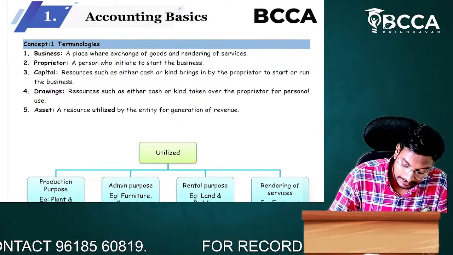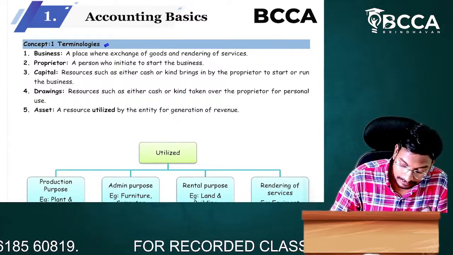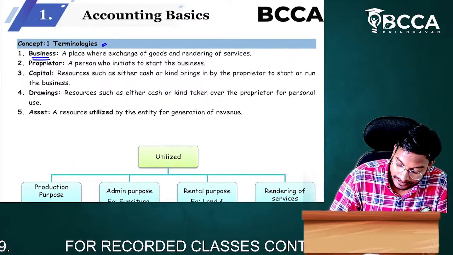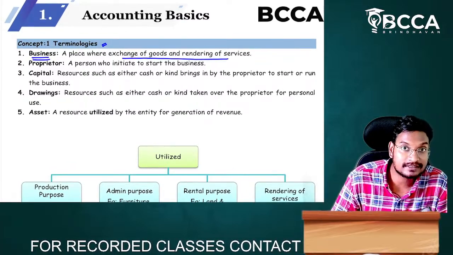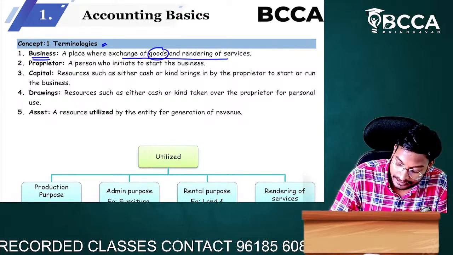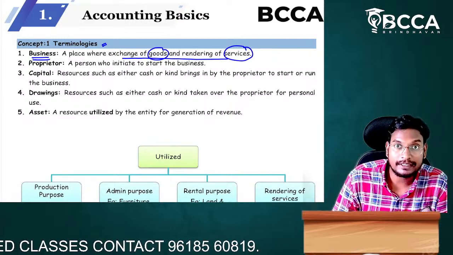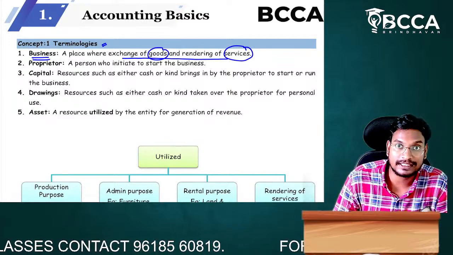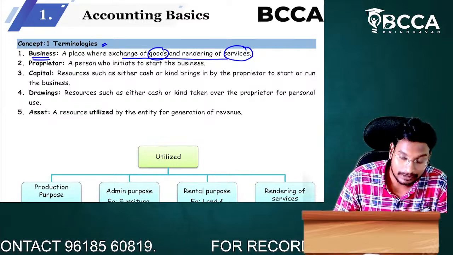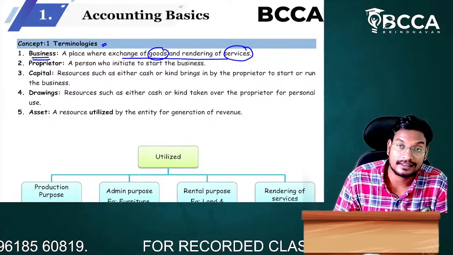So, I am going to start with accounting terminologies. First one, what is the meaning of business? Business means a place where exchange of goods and rendering of services happens. As we all know, any commodity we have purchased and sold, or manufactured and sold, is called a good. In some businesses there will be goods, in some businesses there will be services.